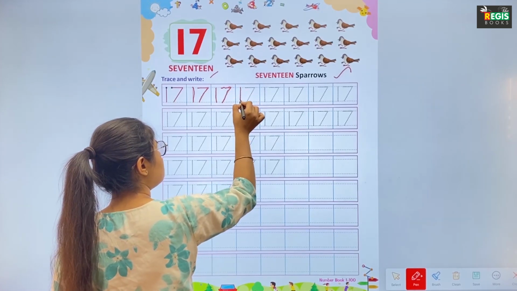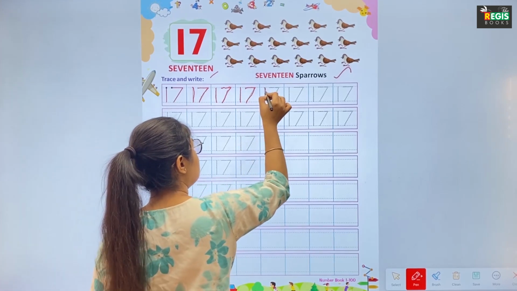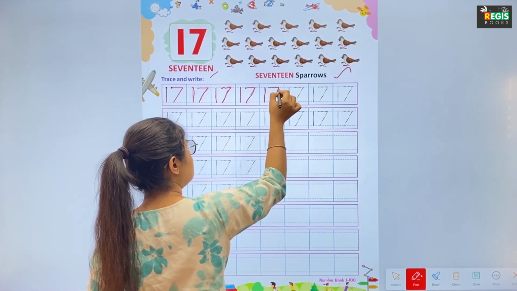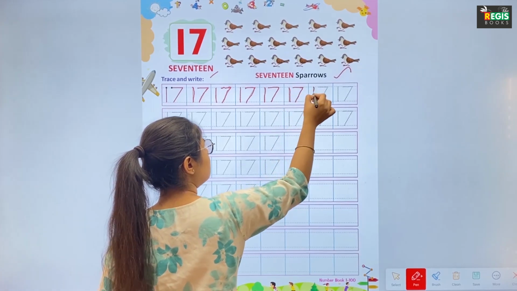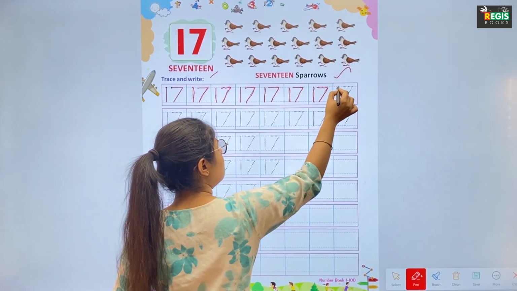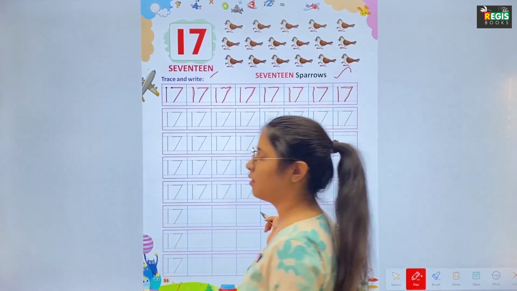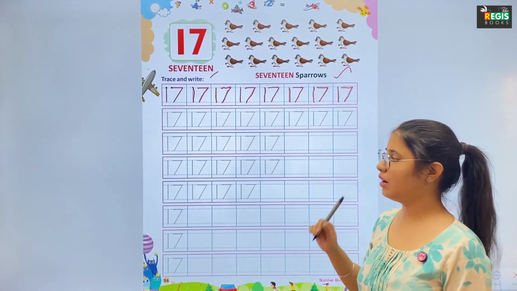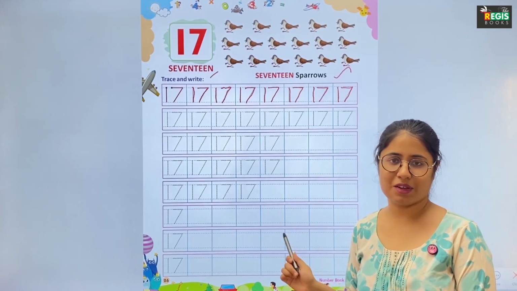Trace these dots with your pencil like this with me. 1 7 17. And kids, similarly आप rest of the boxes में number 17 लिखकर practice करोगे.